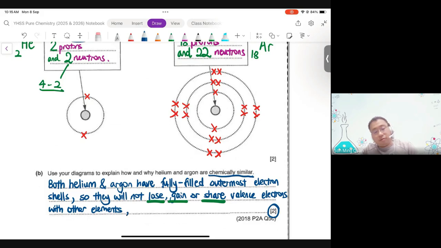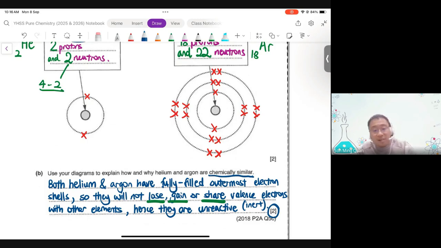So, hence, they are unreactive, or you can say inert. So noble gases like helium and argon are inert, unreactive because of this. Now, this is an A1 plus answer. Okay, this is very complete.